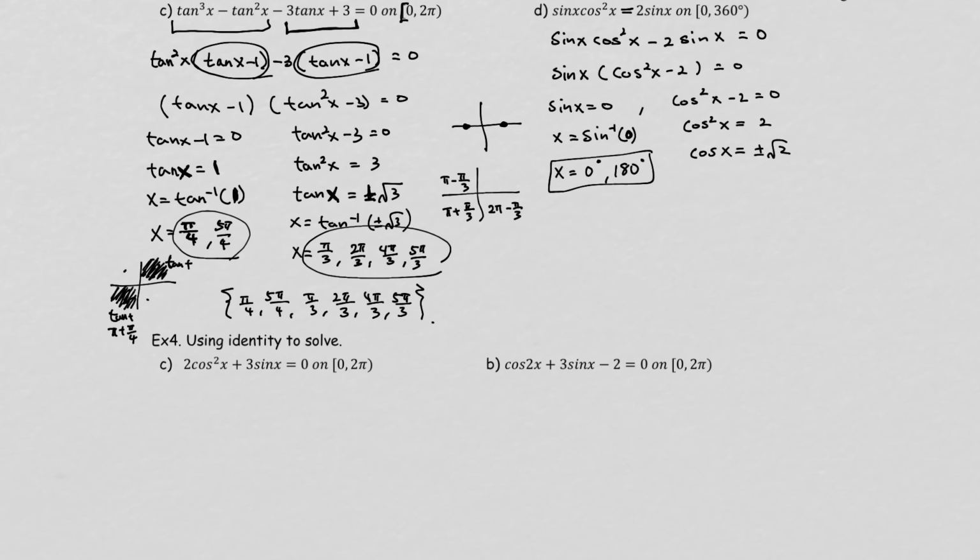And this one will have no solutions. How do we know that? What's the square root of 2? This is about plus or minus 1.41, right? Which is outside of the cosine domain. So on this one, you have no solutions.